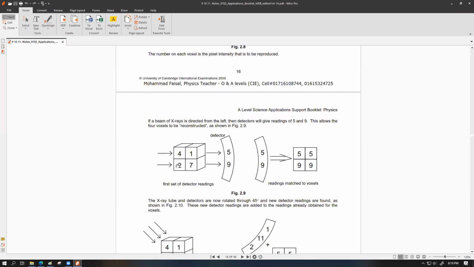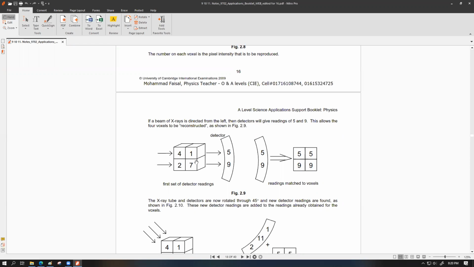And this horizontal beam, this is the same beam that is being sent with the same initial amount of intensity. Along this line, the absorption was 5 units. Along this line, the absorption was 9 units. That's the difference.